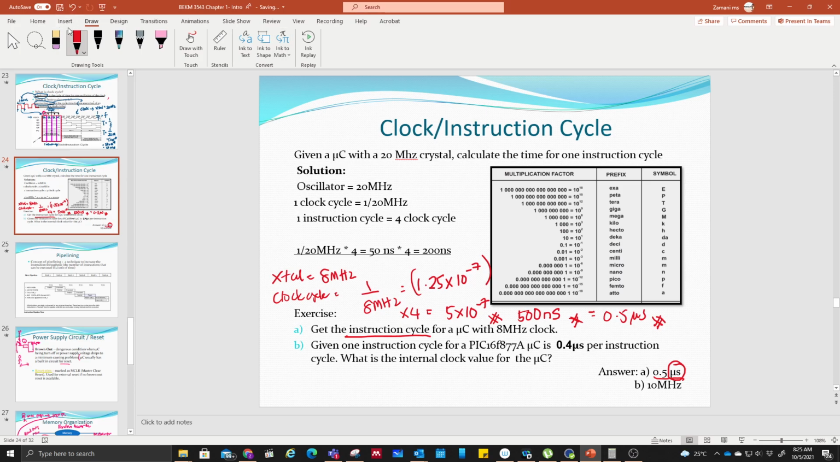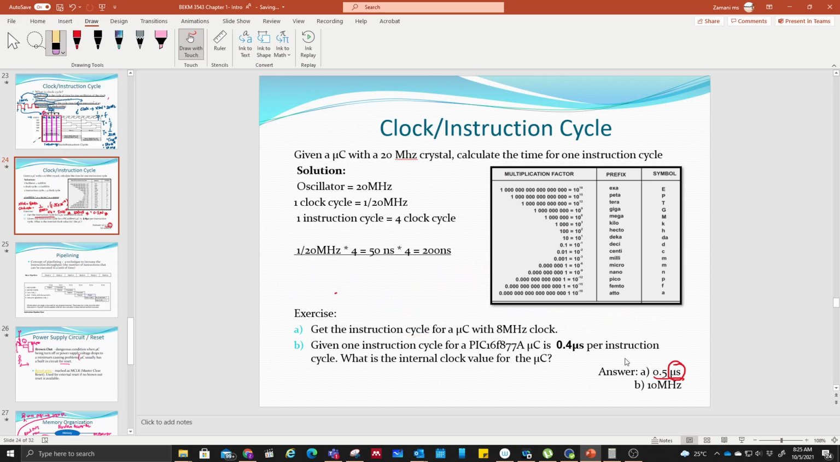Okay, the second example. Let's read the question first. Given that one instruction cycle of a PIC is 0.4 microseconds per instruction cycle. So the instruction cycle is given with this value. The question asks, what is the crystal? In the first question, the crystal was given, and then you needed to find the instruction cycle.